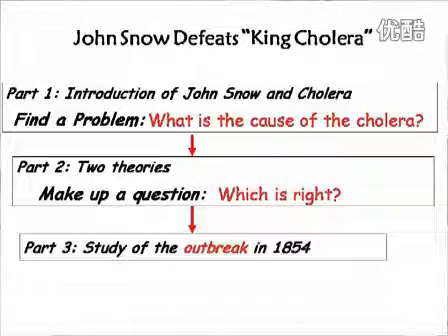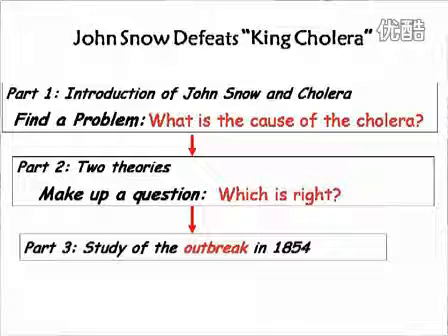Okay. Now this is some general idea about this. John Snow defeats King Cholera. Now part 1, introduction of John Snow and cholera. Final problem: what is the cause of cholera? 引起霍乱的原因是什么 Final problem. Okay. Now then, part 2, theories. Now make up a question. Now, which is right? Which is right?